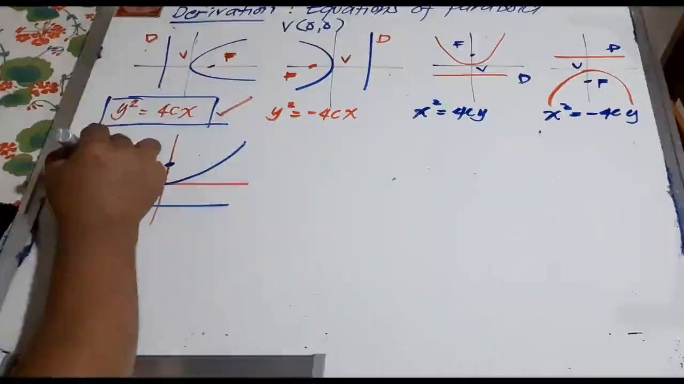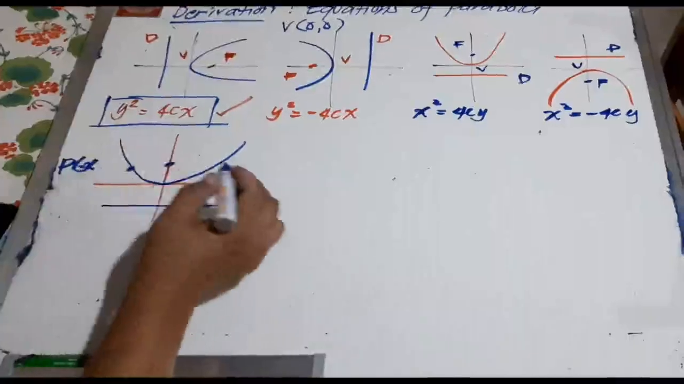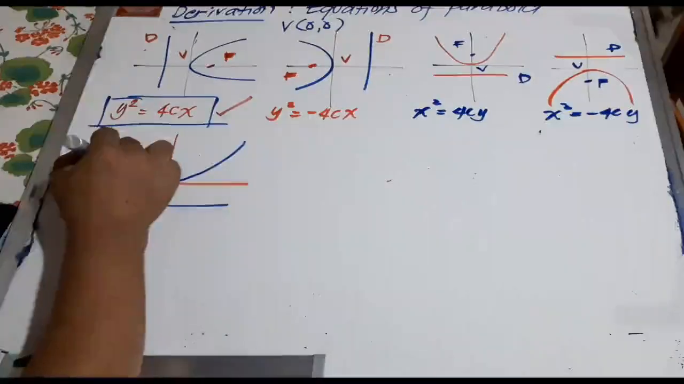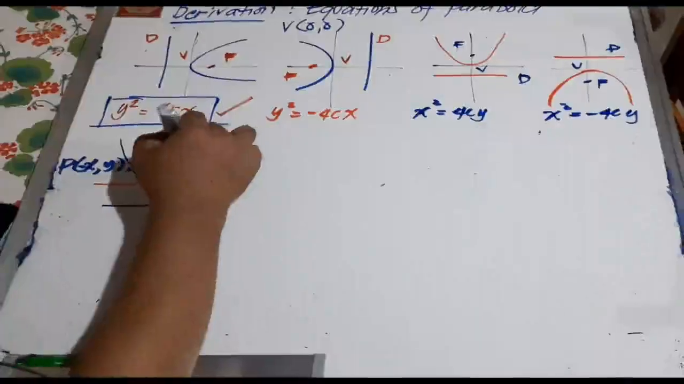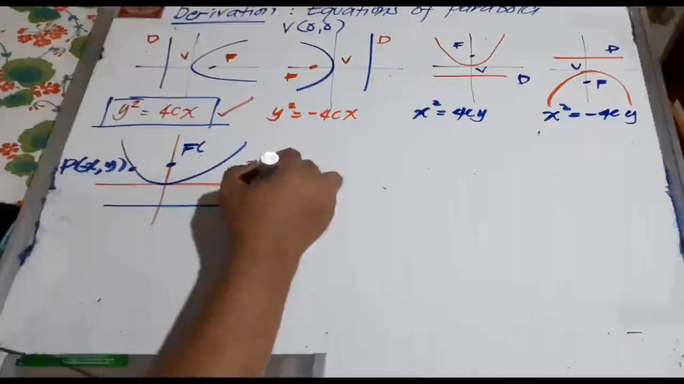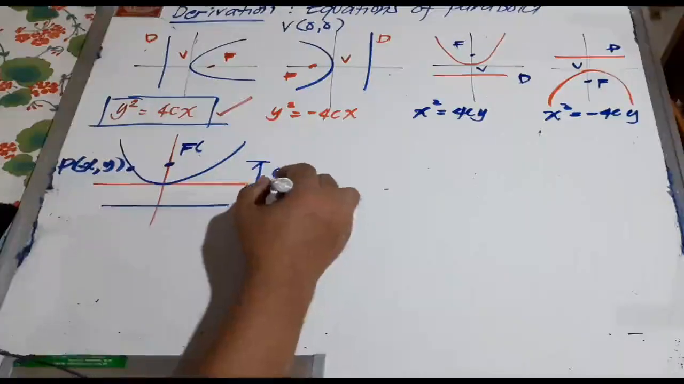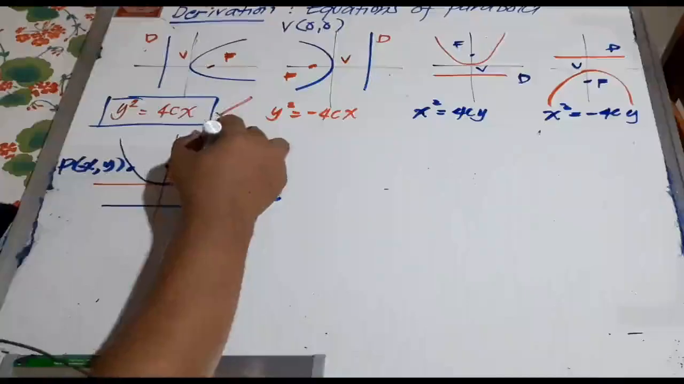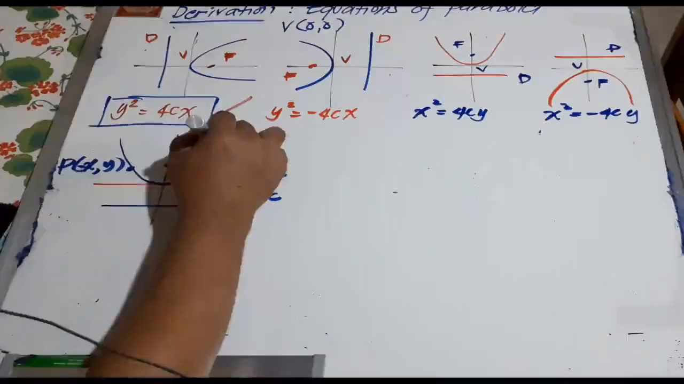Okay, ang kanyang coordinates ay, coordinates is negative x kasi on the second quadrant, comma y. Positive ang y, negative si x. And this is our focus. Okay, ang distance of focus to vertex is c. Same as yung distance ng vertex to directrix is also c. Ibig sabihin, ang coordinates ng point F or the focus is 0, c.